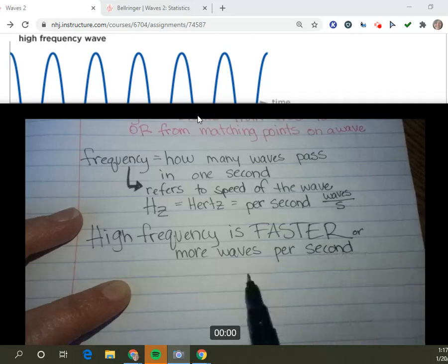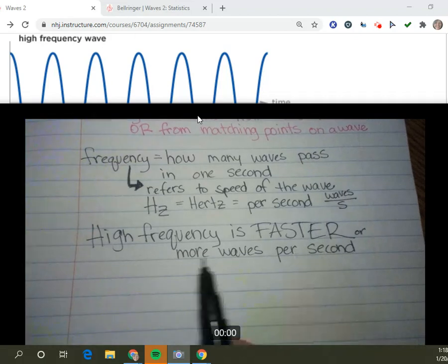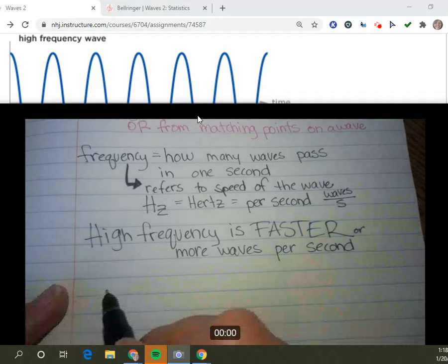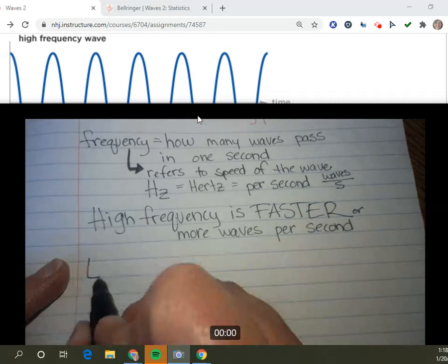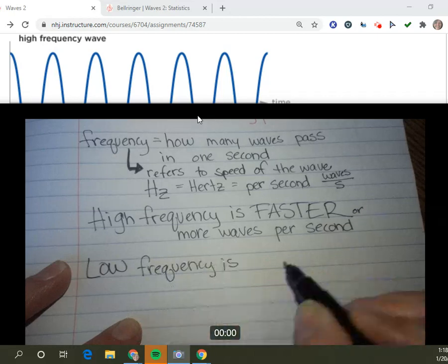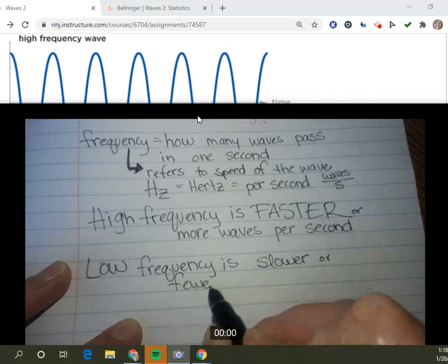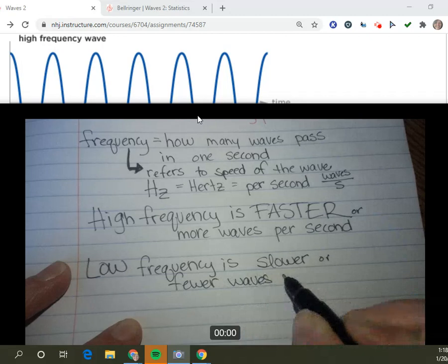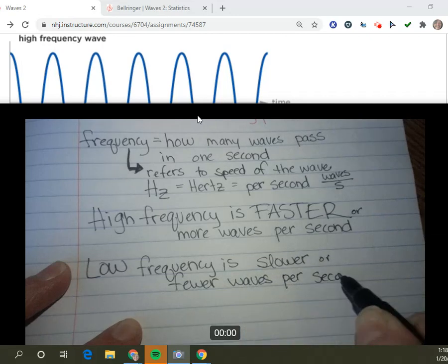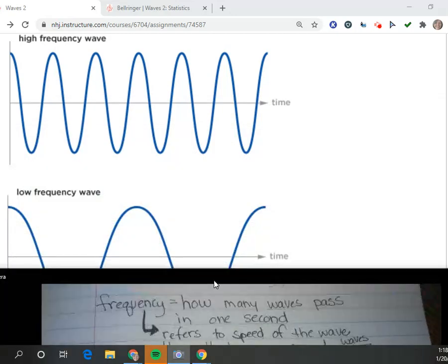Think about speed again, like the speed of a car. If I go 10 miles an hour, I'm pretty slow. If I go 55 miles per hour, which is per a time, it's a little faster. So a high frequency is faster, it's moving faster. And we'll just be really clear, low frequency is slower or fewer waves per second.